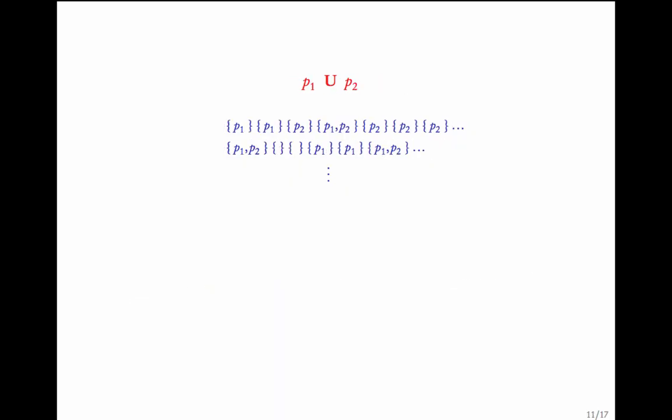Let us now look at the automaton for P1 until P2. If you remember, P1 until P2 is satisfied by all words where sometime P2 is true and till then P1 should be true. Here P2 is true already in the first letter. Here P2 is true in the third letter and the second and the first letter satisfy P1. This is P1 until P2. Here is the automaton for this.